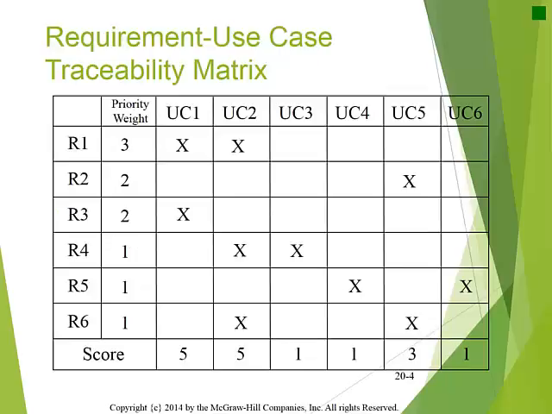The priority of each requirement is shown in the first column. Use cases related to each requirement are indicated by an X in the cell that intersects the use case and the requirement. The priorities of the use cases are the sums of the requirements priorities indicated in the last row of the table.